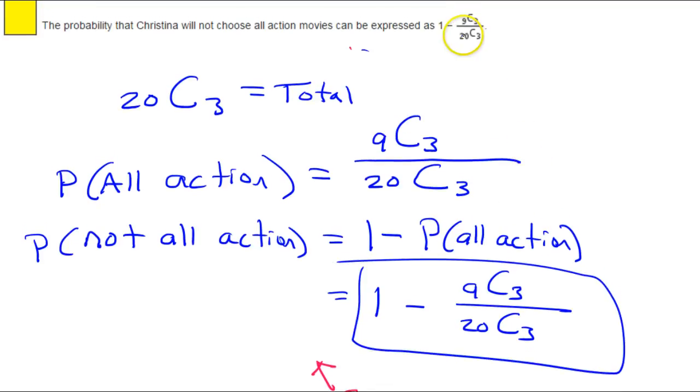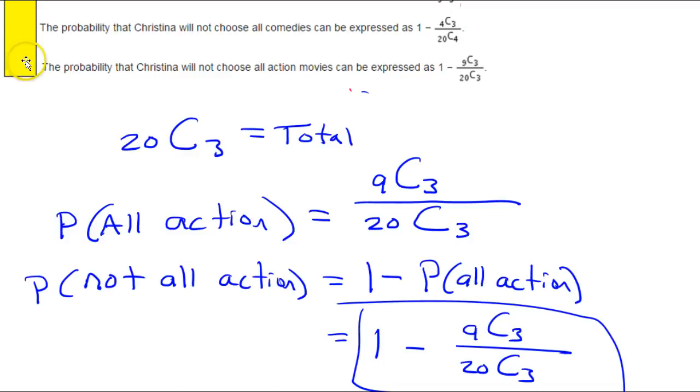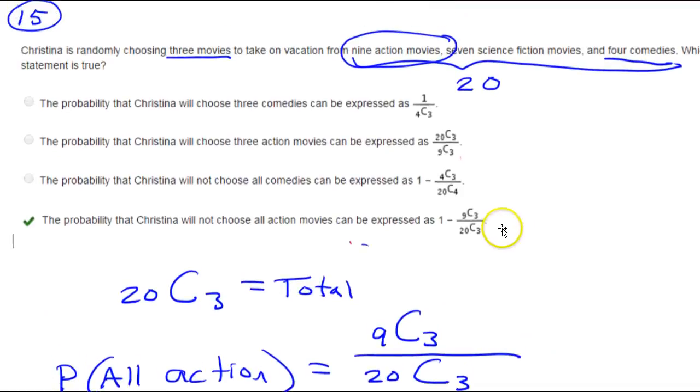And finally, that is what they have. So last but not least, the last one is the right one. All right, I know that was kind of complicated. I hope that helped.